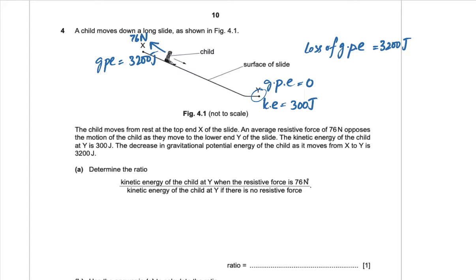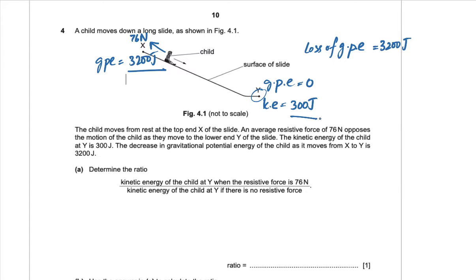Okay, at point Y he only possesses kinetic energy that has a magnitude of 300 joules. So you see that there is no balance in energies, because over here you see an energy of 3200 joules, while over here you see only 300 joules of energy. And that's where the resistive force of 76 newtons comes in.